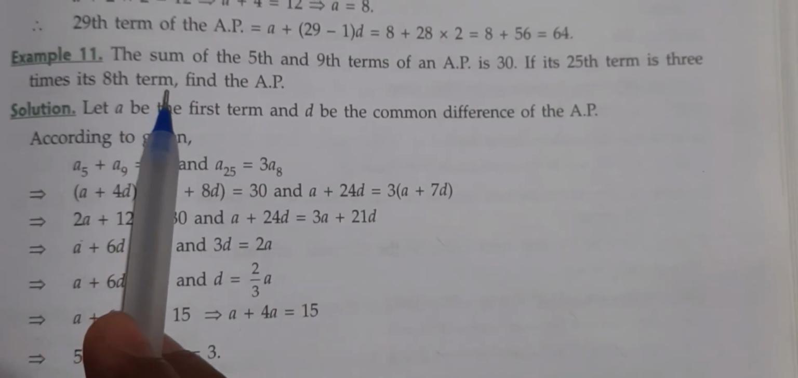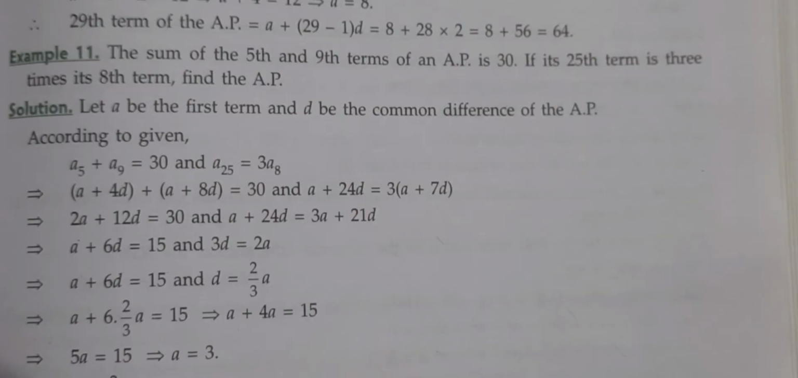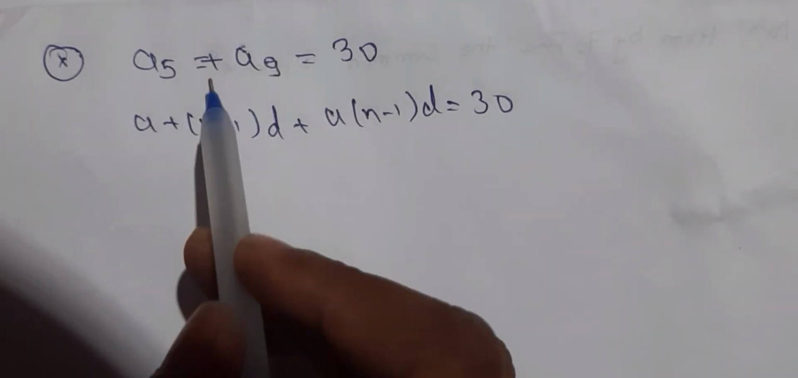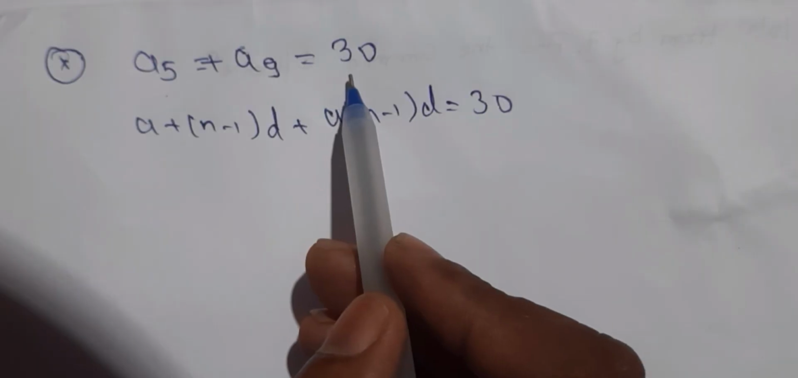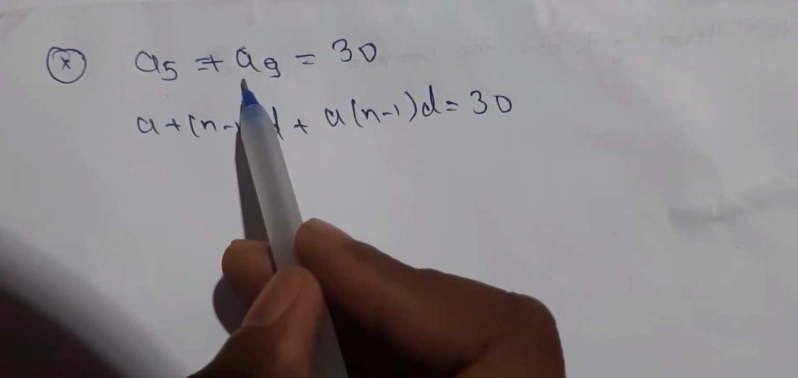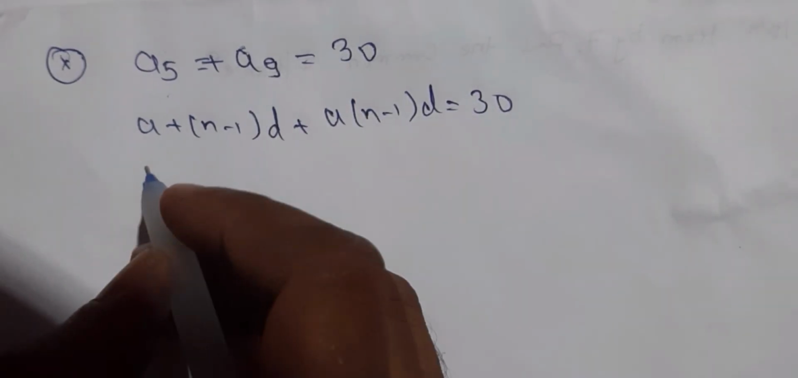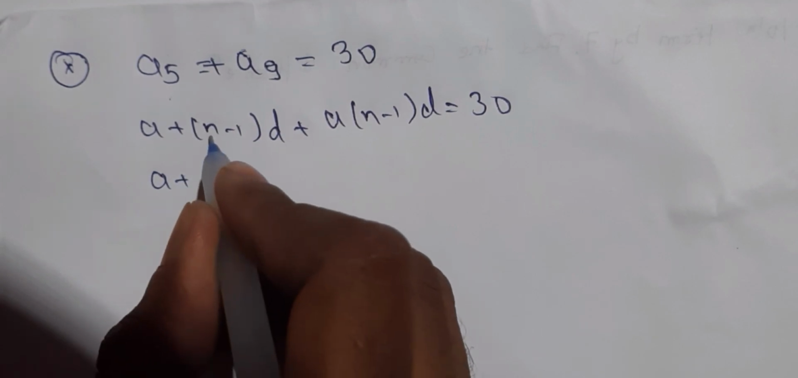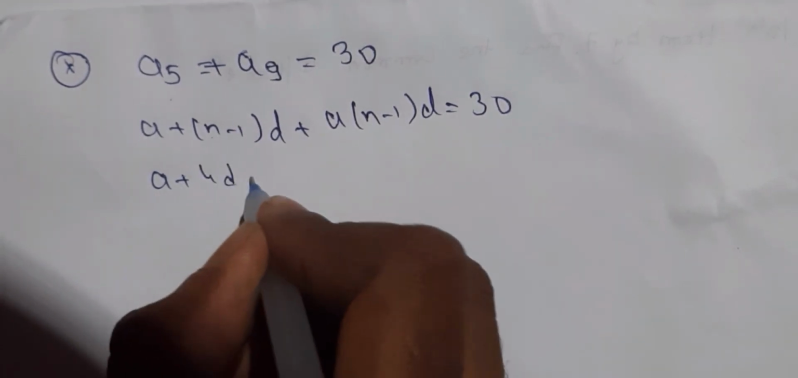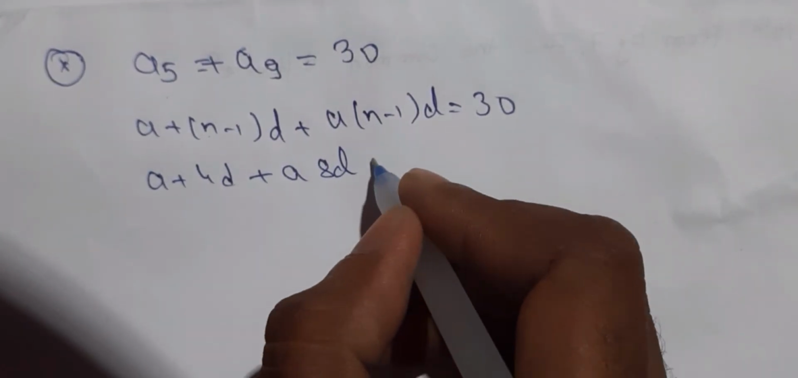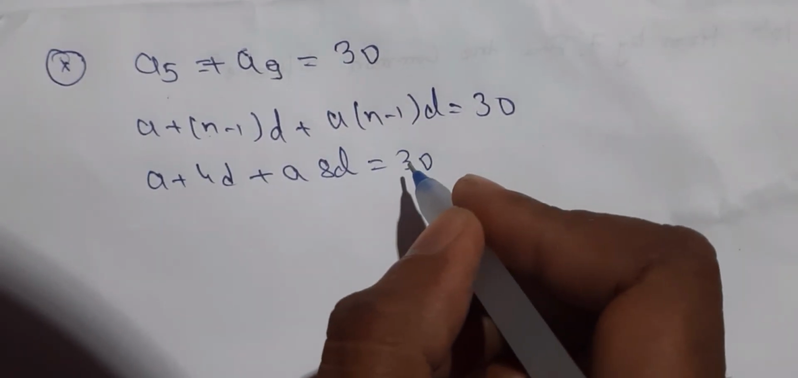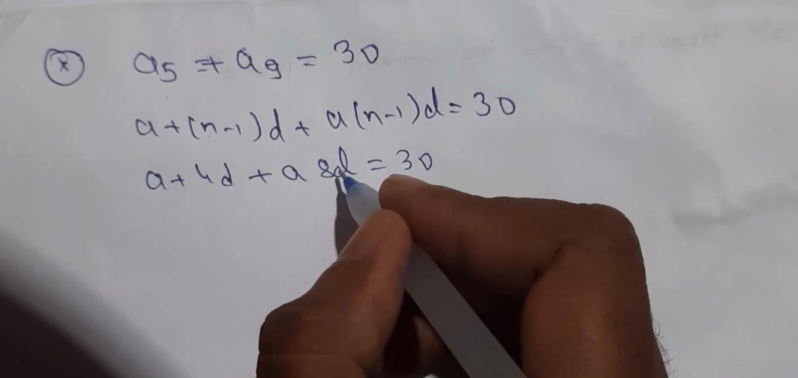So with this let us place the values one by one. The sum of the fifth term and the ninth term is 30. So fifth term I will write like this, plus ninth term as it is. Now replace the values. So it will be a plus (5 minus 1), so 4d, plus a plus (9 minus 1), 8d, equal to 30. Clear? Yes, it's very clear. So this is our first equation.